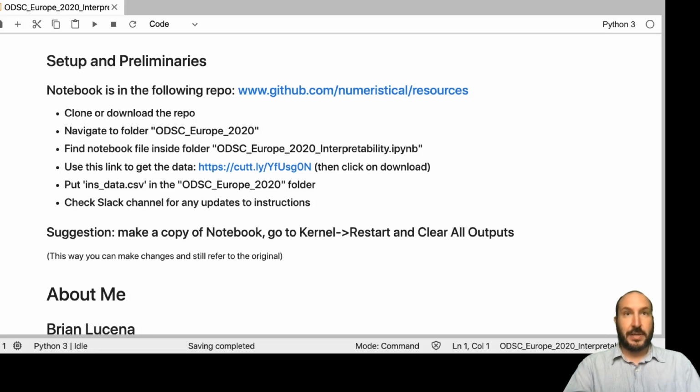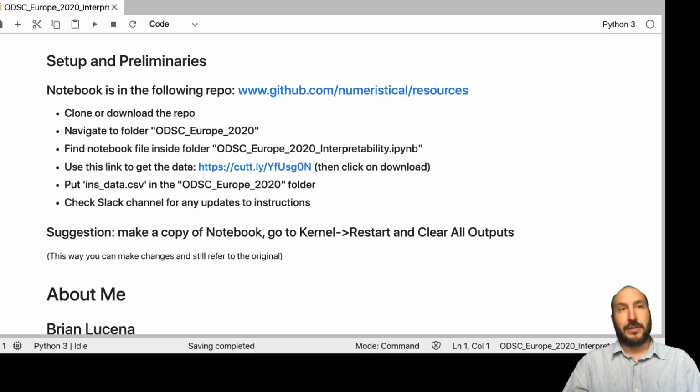So the first thing you'll want to do is go to this GitHub repo, numeristical/resources, and either clone or download that. And then if you navigate to the folder ODSC Europe 2020, you'll find this notebook file inside of that folder. This is the title of it. ODSC Europe 2020 Interpretability. And then you'll use the link in the notebook to get the data set. So you'll want to click on that link, and you may have to click on the download button, which is the arrow pointing down, to actually download the data set.